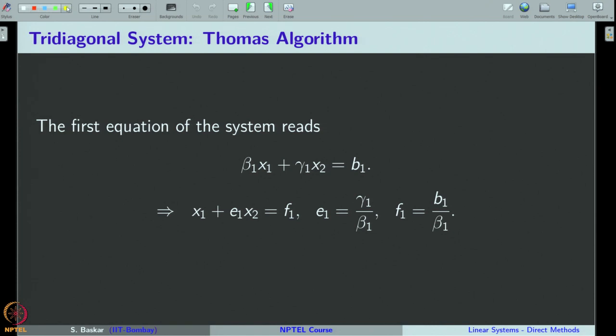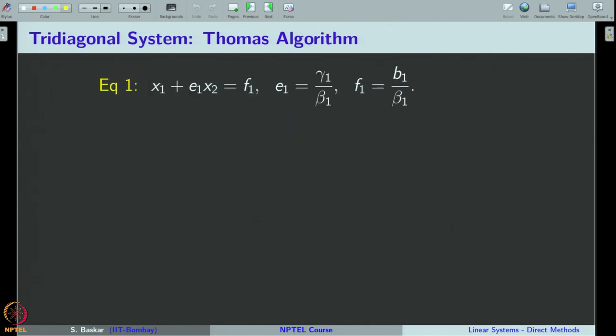Let us try to understand the Thomas algorithm. The first equation is given like this: beta 1 x1 plus gamma 1 x2 equal to b1. We have to rewrite the first equation like this, where E1 is given by gamma 1 by beta 1 and F1 is given by b1 by beta 1. Now, once you reduce the equation 1, then let us go to the equation 2. In equation 2, we have only 3 terms, all other terms are 0, right? We have alpha 2 x1 plus beta 2 x2 plus gamma 2 x3 equal to b2.